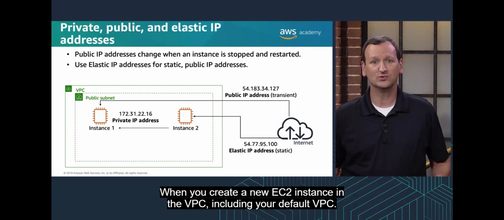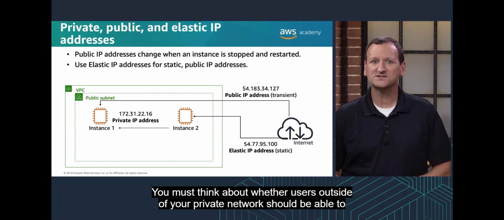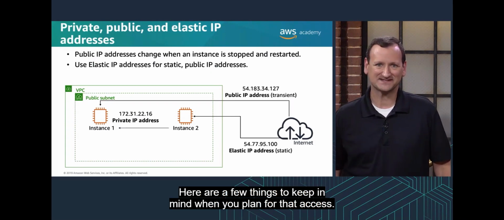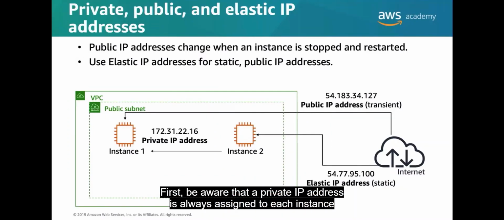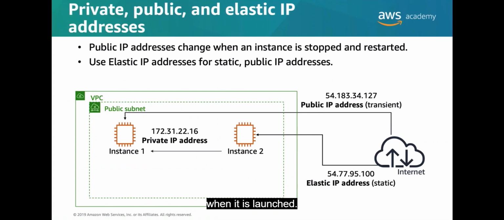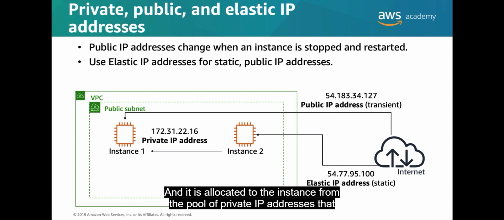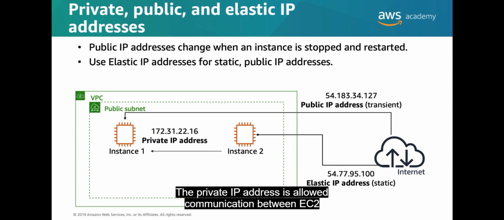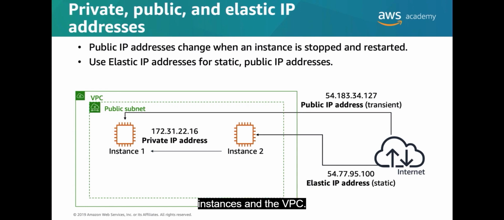When you create a new EC2 instance in a VPC, including your default VPC, you must think about whether users outside of your private network should be able to access the instance. Here are a few things to keep in mind when you plan for that access. First, be aware that a private IP address is always assigned to each instance when it is launched, and it is allocated to the instance from the pool of private IP addresses that are available in the subnet. The private IP addresses allow communication between EC2 instances and the VPC.